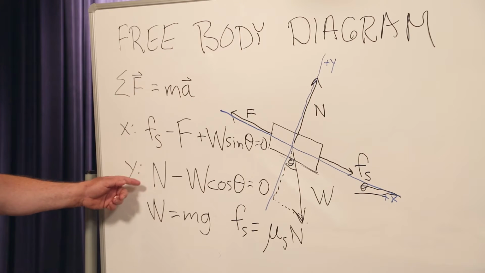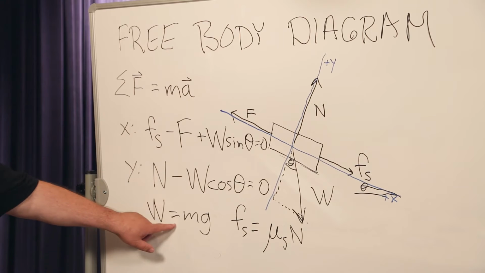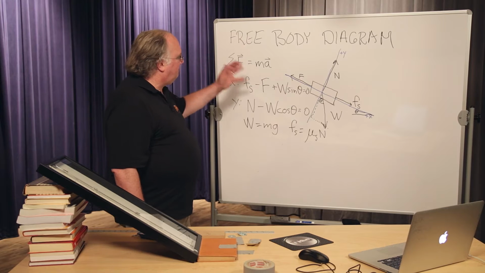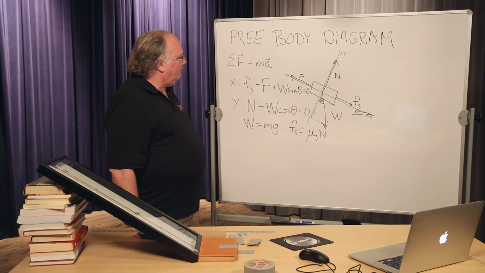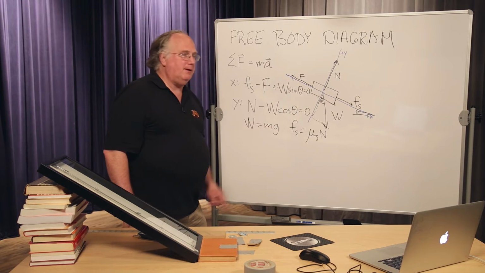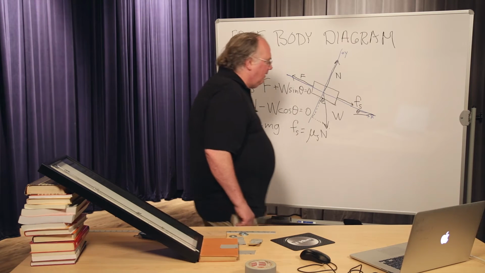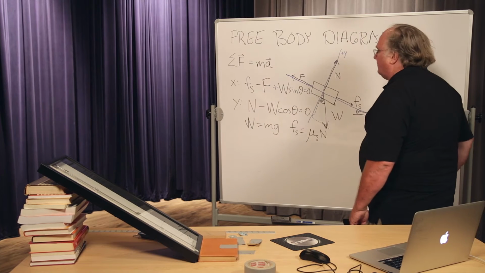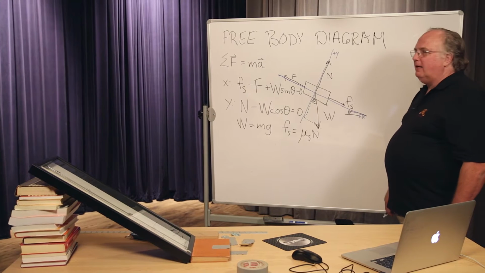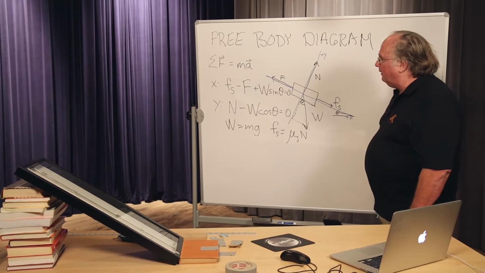These two are the x and y directions of F equals ma. These two are from physics that we know. And we have to put all this together and wind up with a solution. What we're looking for is some way to find mu s out of all this mess. So the best way to do it is to figure out what kind of algebra you're going to do before you start doing the algebra.